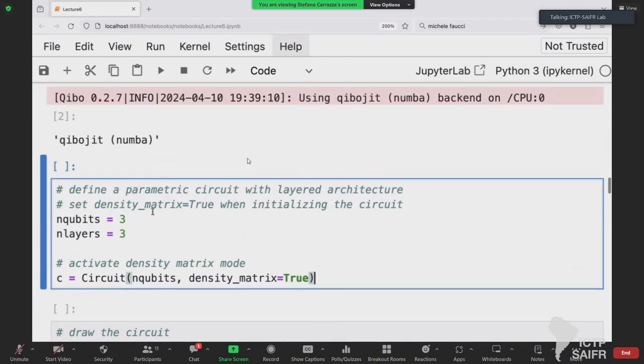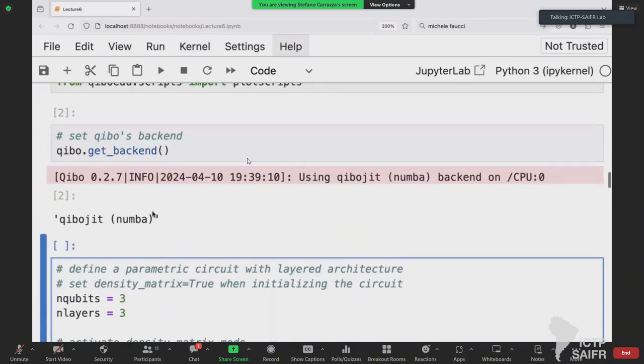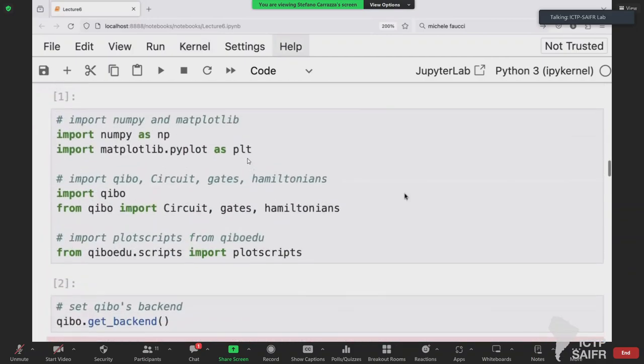Yeah, let me go. I'll jump a little bit up because the people on Zoom are asking. So. Here we go. You have the imports.